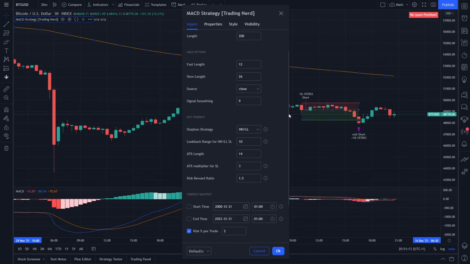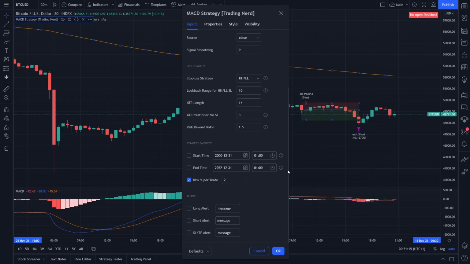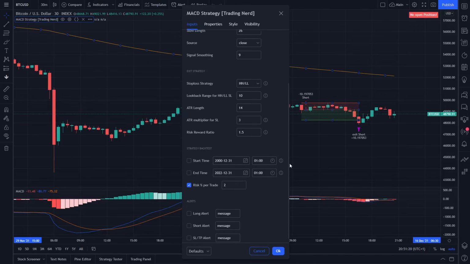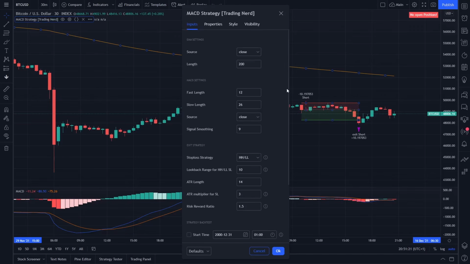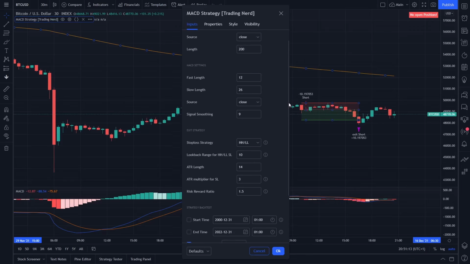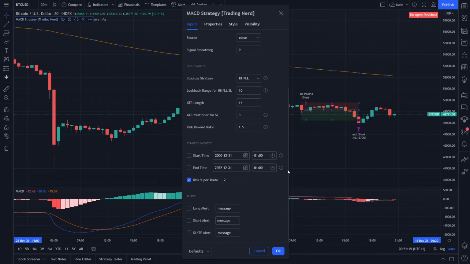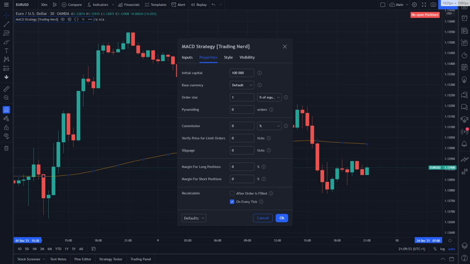If you want to backtest the strategy with different indicator settings, you can do so. The script is highly customizable, so you can set the EMA length, all the MACD settings and the risk reward ratio. You can also limit the strategy backtest range to backtest only a specific date range or market structure. You can also set up alerts for the long and short entries and the stop loss and take profits. At the properties section, you can also set a commission and a slippage.